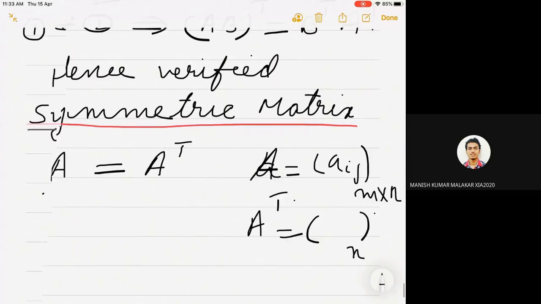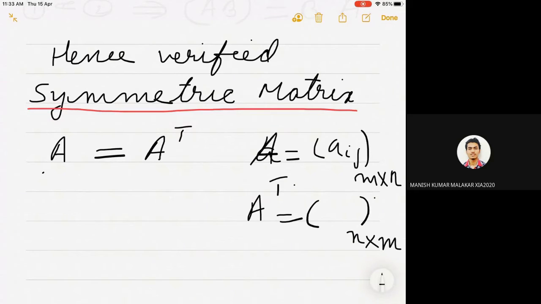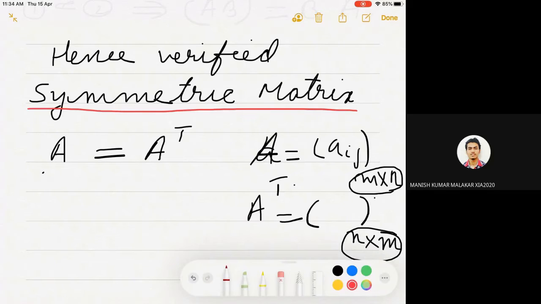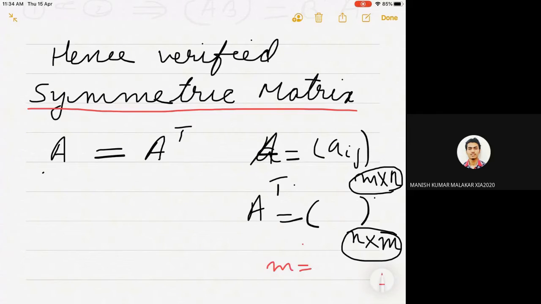And if A and its transpose are equal, you have to apply equality of matrices here. On application of equality of matrices, you can see that m by n is equal to n by m. That means m equals n. That means this condition A equals A transpose is possible only if A is a square matrix. M equals n means both will be either of order n by n or m by m. That means the number of rows and number of columns must be equal.